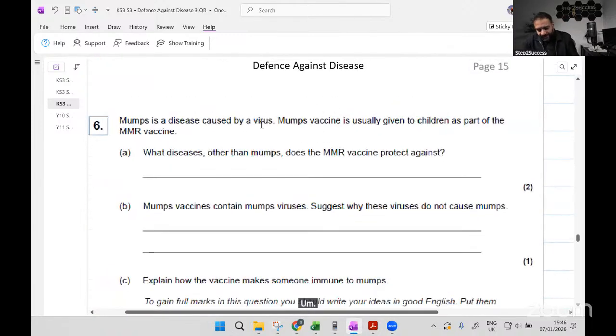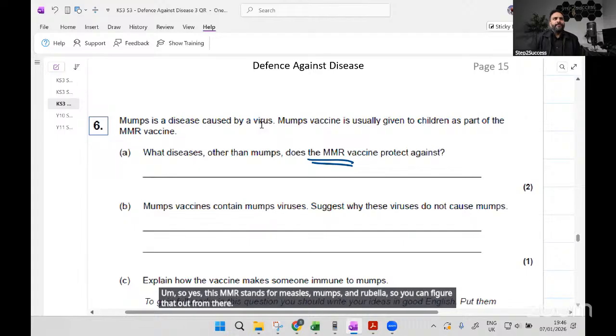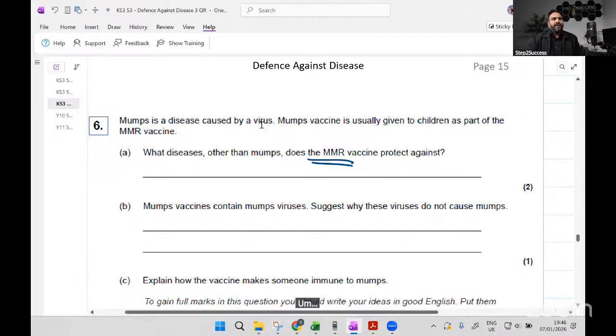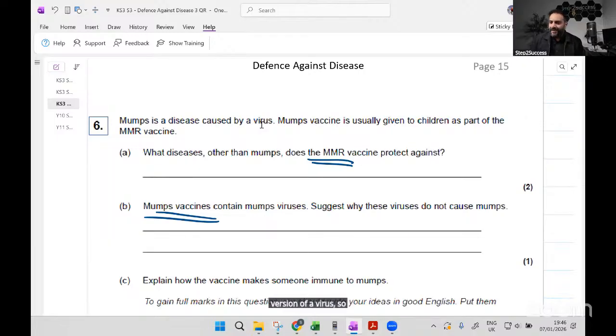So yes, this MMR stands for measles, mumps, and rubella. So you can figure that out from there. Mumps vaccines contain mumps viruses. Why do the viruses not cause mumps? You know that in a vaccine, it contains a dead version of a virus, so it doesn't actually make you ill. Done that.